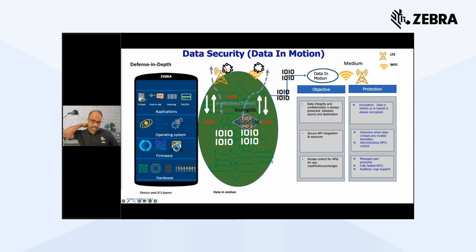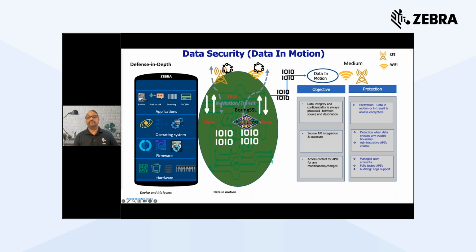How do I encrypt it? BoringSSL is a Google-maintained open source implementation of the TLS protocol that has been validated to FIPS 140-2 level 1. This means that it has been certified by NIST to meet certain security requirements for cryptographic modules. On Zebra devices, BoringSSL only allows the use of FIPS approved cryptographic algorithms. This helps to ensure that data in motion is protected using strong cryptography that meets the requirements of government and industry standards.